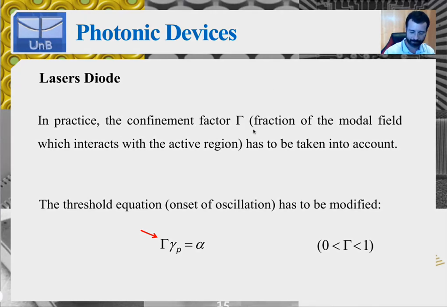In practice, the confinement factor gamma is a parameter that will vary between 0 and 1, and it will give us the fraction of the electromagnetic field which is effectively inside the active region, right? So how does this come about?